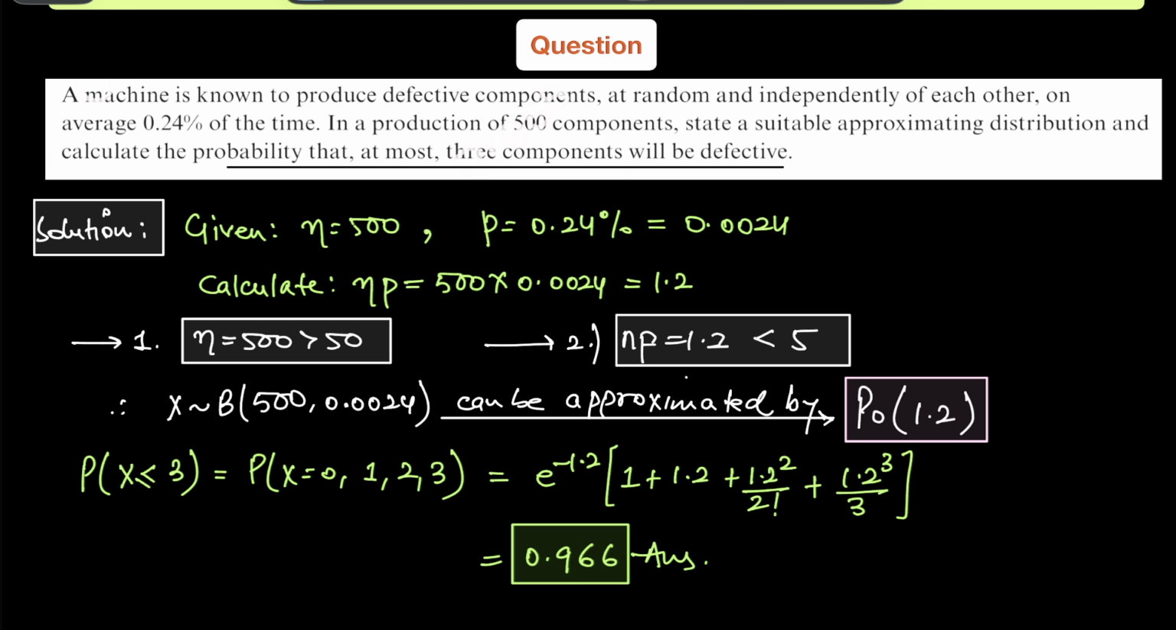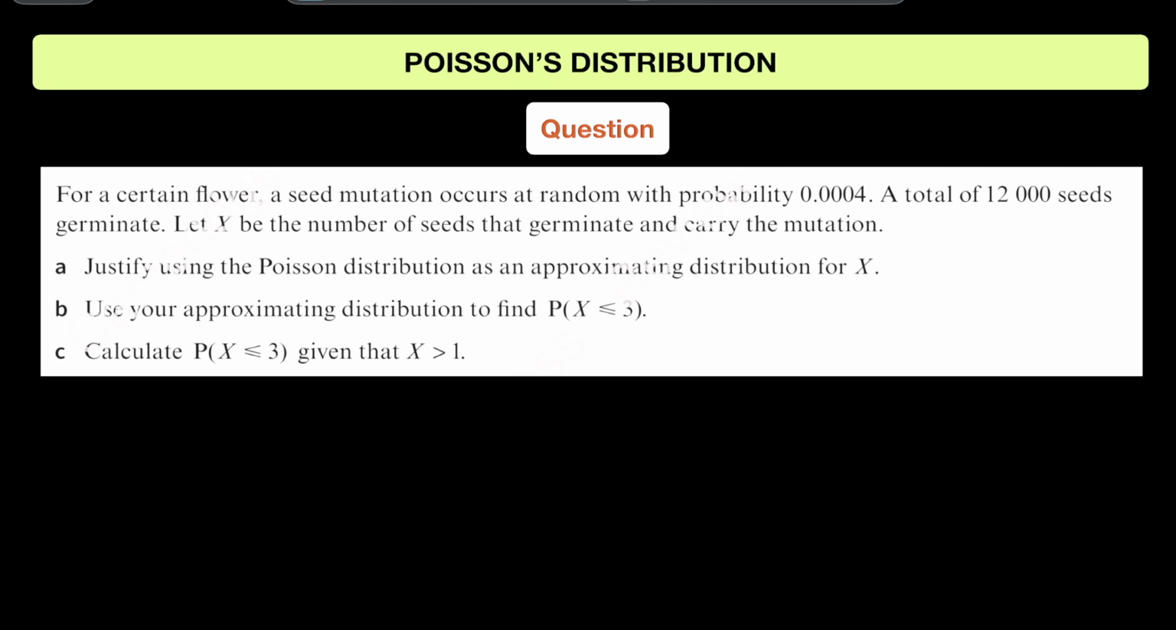Okay, so now it is time to move on to the next important question of this particular topic. Yes, so now we have reached the next question of the same topic, and in this question we are given that for a certain flower a seed mutation occurs at random with the probability of 0.0004. Again you can see that the value of p is given as very small. A total of 12,000 seeds germinate. Let X be the number of seeds that germinate and carry mutation.